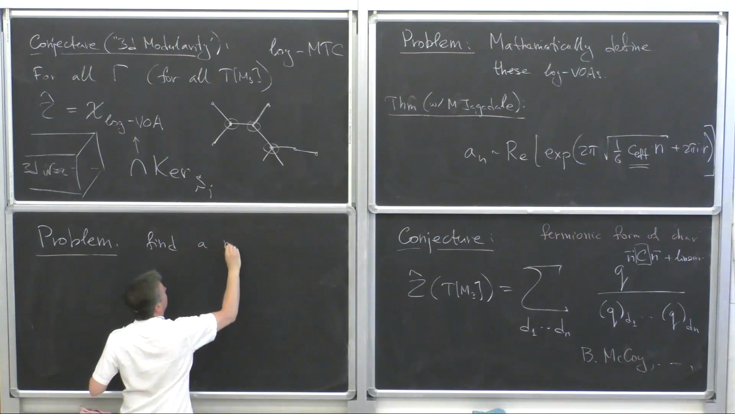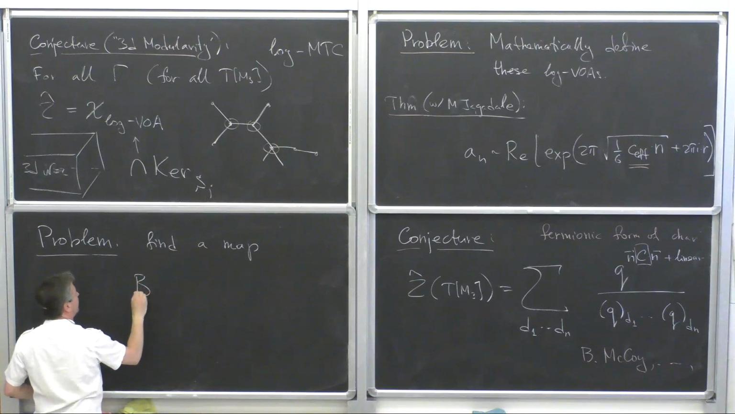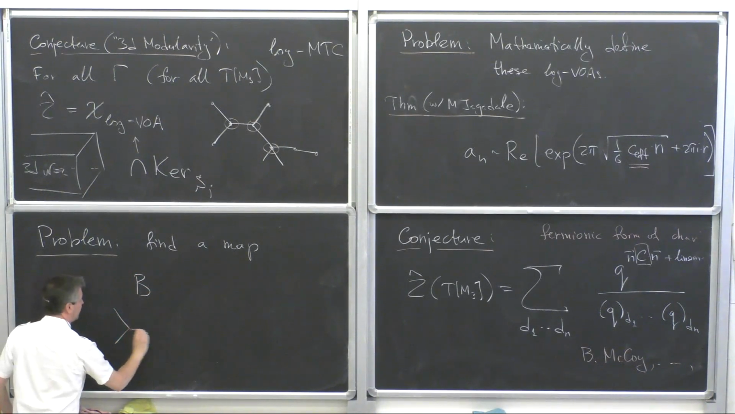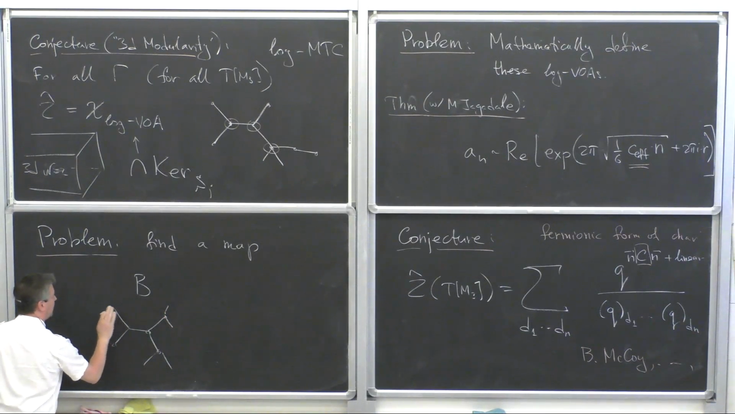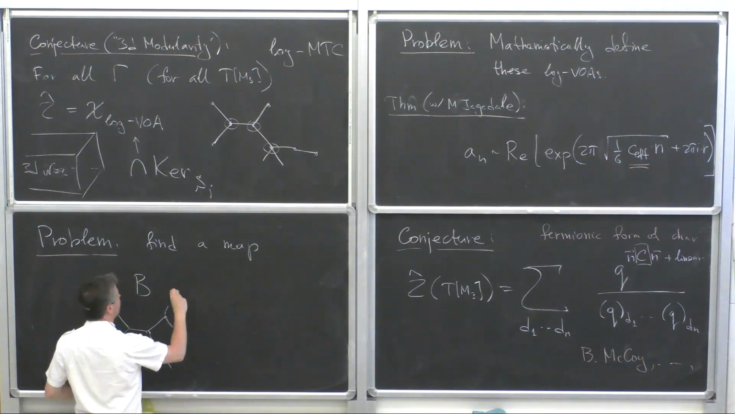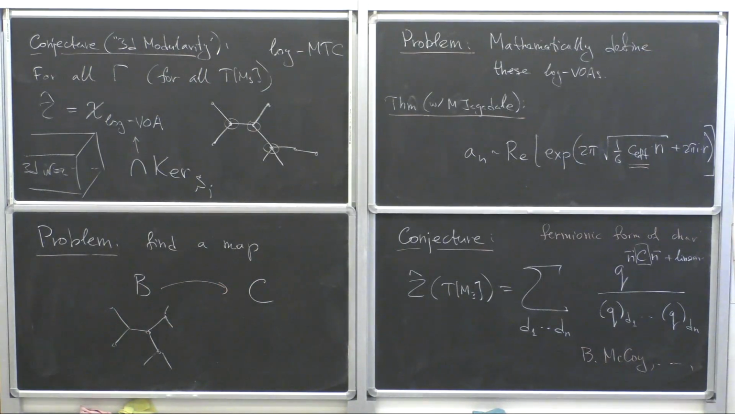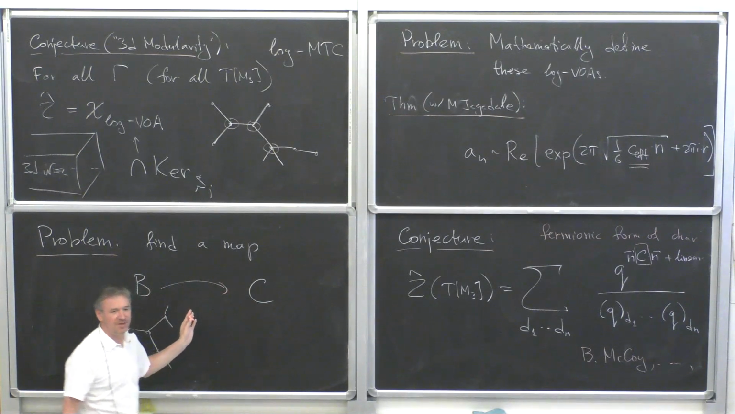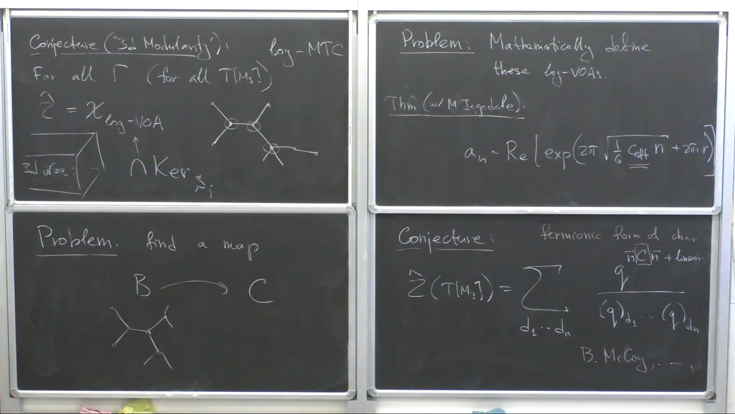Find the map that takes a matrix B, which was part of our input data, so that's what specified the graph, into this quiver matrix or fermionic form matrix, C. It's easy to check that C is not equal to B. I mean, they're called by different letters, so they cannot be the same.